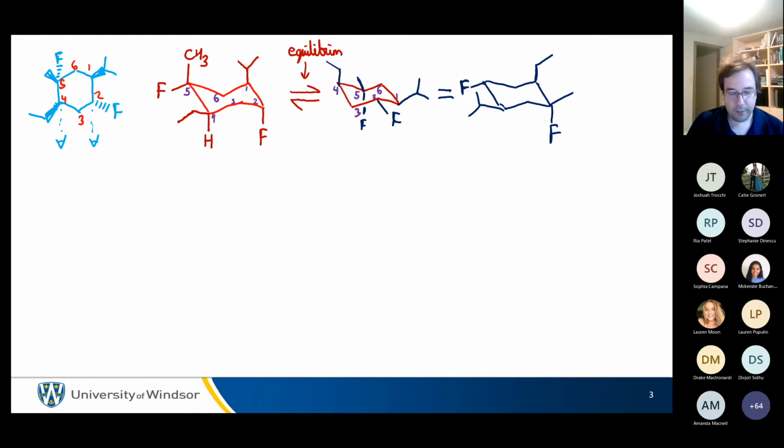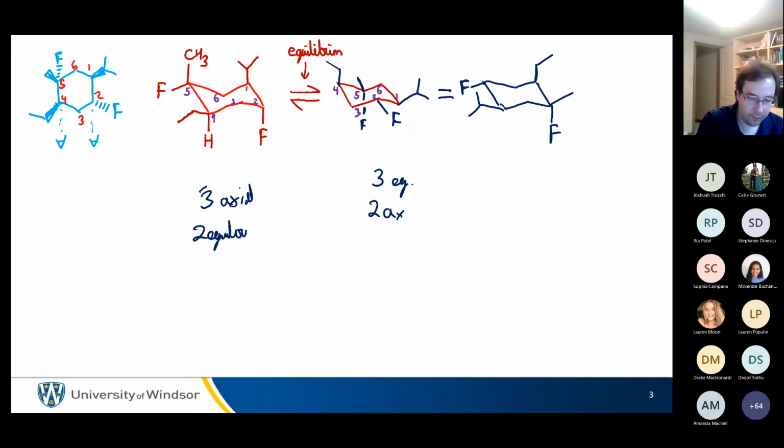So if we look at these, we need to determine which of these is the more stable one. This guy on the left here, we can count. It's got 3 equatorial, 2 axial. And over here we have 3 axial, 2 equatorial. So that's worth keeping track of. This one is looking better because it has fewer axials. Fewer axials is always good.